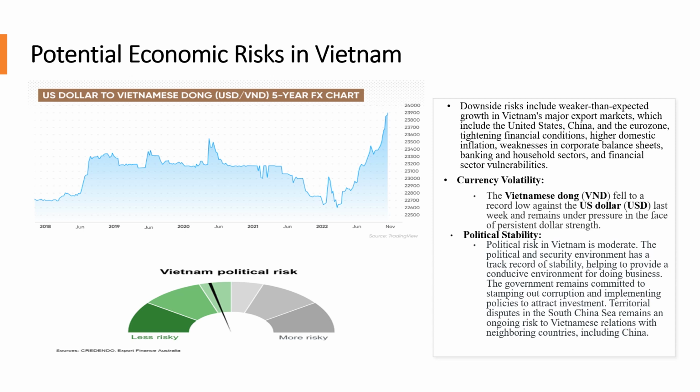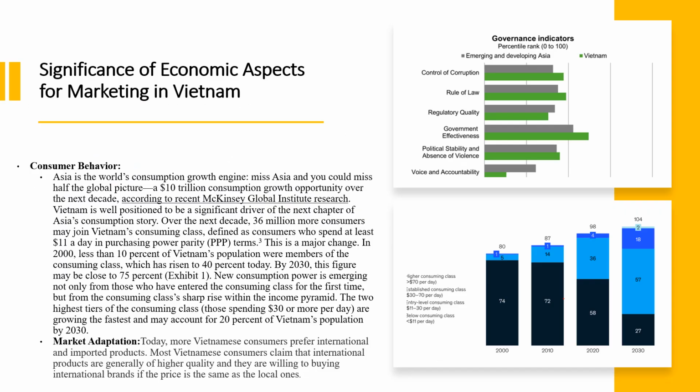The currency fell to a record low against the US dollar last week and remains under pressure in the face of dollar strength. So this is what is happening with the currency, and then political stability. Political risk in Vietnam is moderate. The political and security environment has a track record of stability, helping to provide a conducive environment for doing business, and the government remains committed to stamping out corruption and implementing policies to attract investment from others as well.